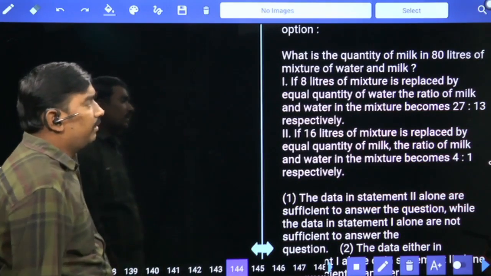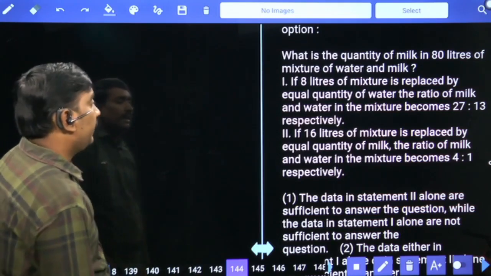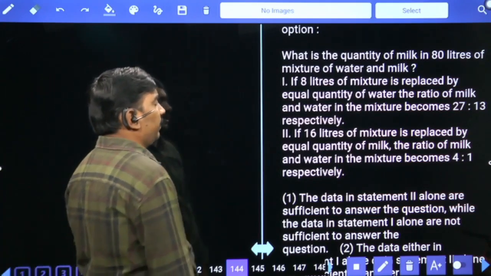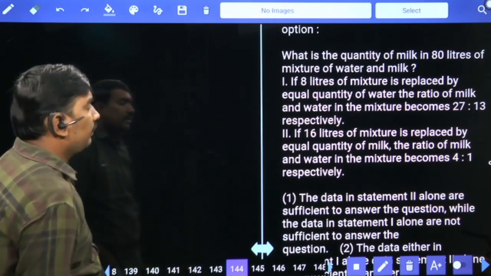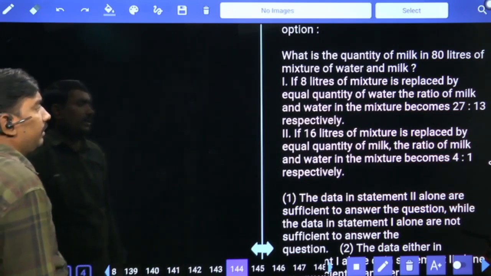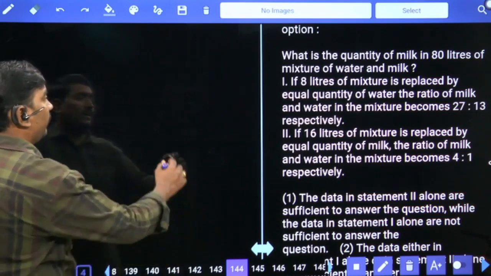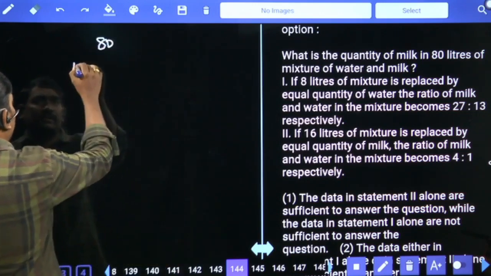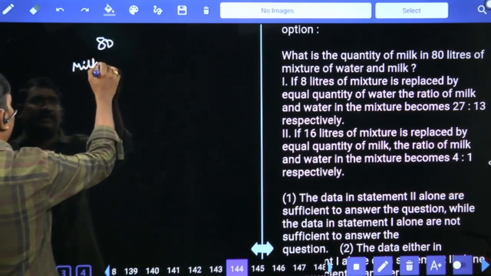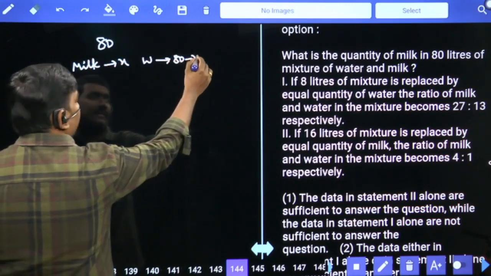What is the quantity of milk in 80 liters of a mixture of water and milk? 8 liters of the mixture is replaced by an equal quantity of water. The ratio of the milk and water in the mixture becomes 27:13 respectively. Initial mixture is 80 liters. Suppose the milk in that is X, then water became 80 minus X.